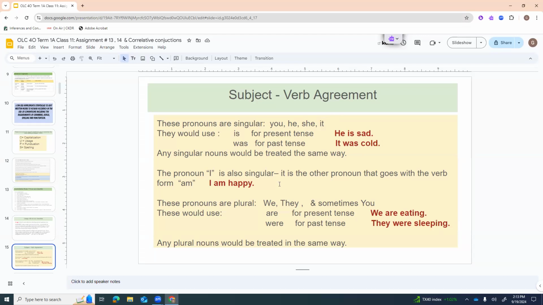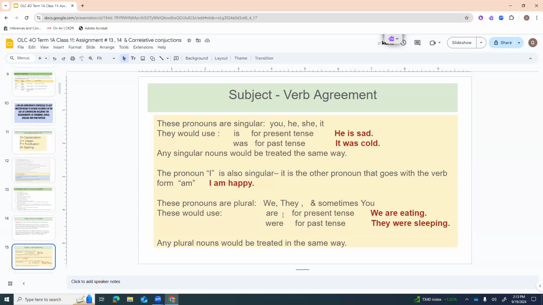The pronoun I is also singular. It sometimes will get a different verb for be, which is am. Most times it would just use, oh, yeah, we'll just leave it with that. These pronouns are plural: we, they, and sometimes you. You can be singular or it can be plural.